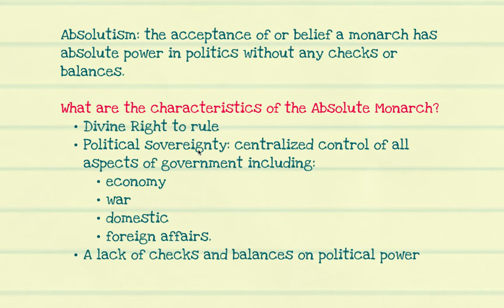Also, the one big flaw with absolute monarchs is there's a lack of checks and balances on political power. There is no council, there's no parliament, there's no Congress, there's no court that absolute monarchs answer to. And I want you to think about in the Middle Ages, we talked about King John the Soft Sword and how he had the Magna Carta.